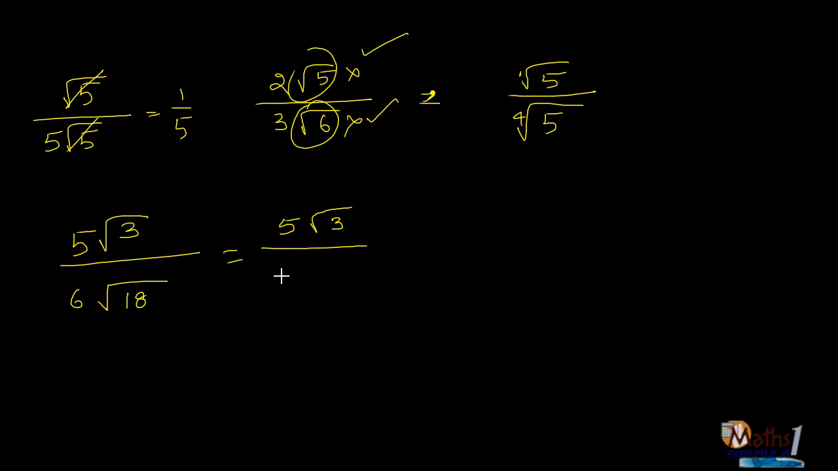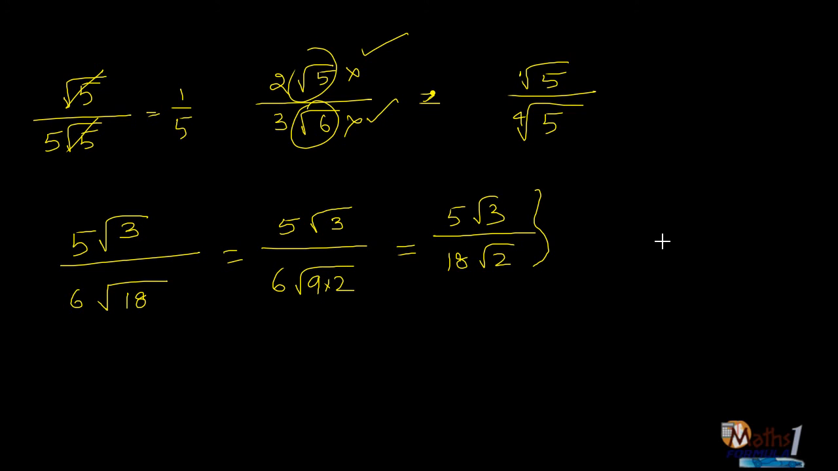And 6, this can be written as 9 into 2, and 9 will come out. That is 5 root 3. Square root of 9 is 3. 6 into 3 is 18. Root 2 stays as is. But in this case, 5 and 18 I cannot cancel. Root 3 and root 2 I cannot cancel. So that's the only simplified term, unless and until I wish to continue with rationalizing the denominator.